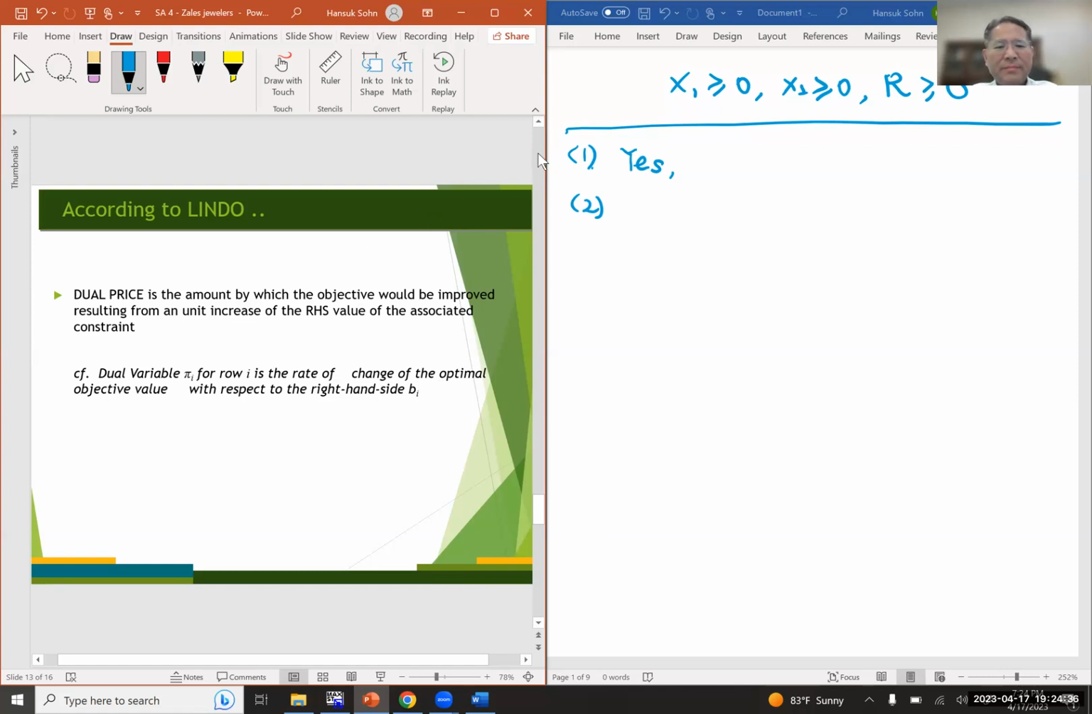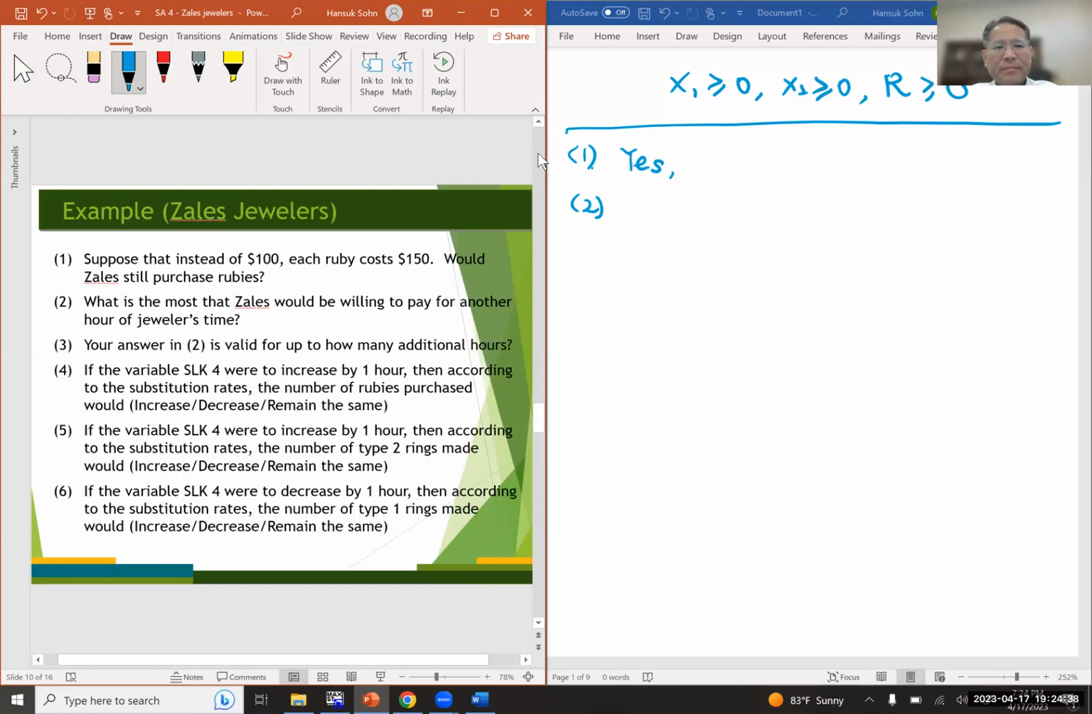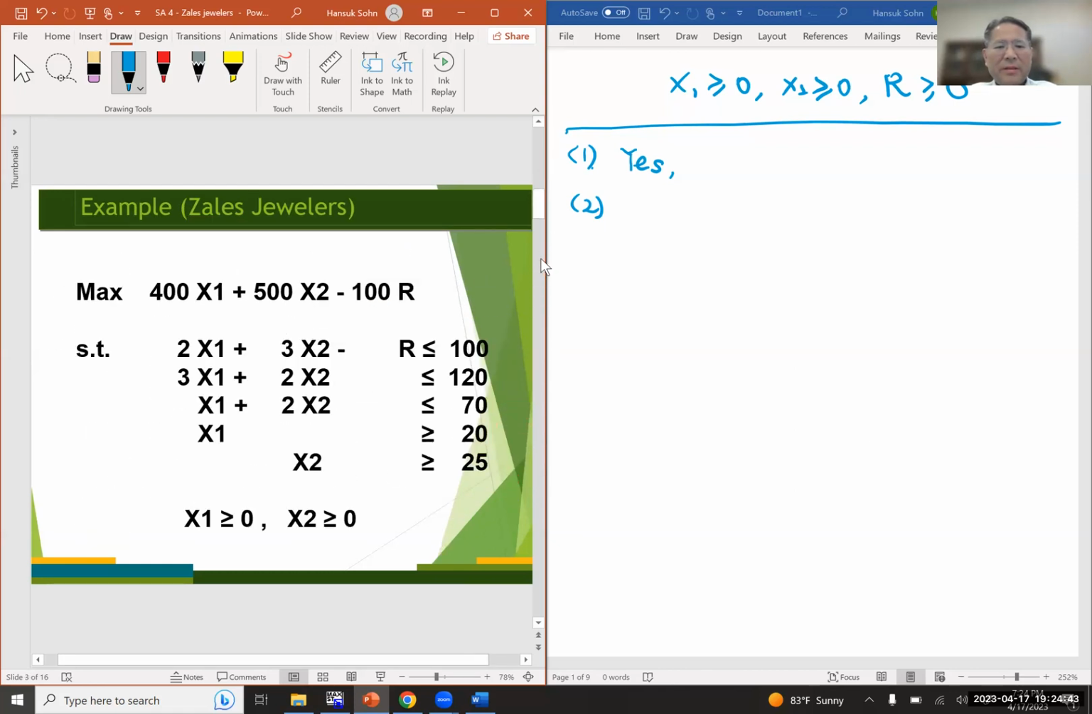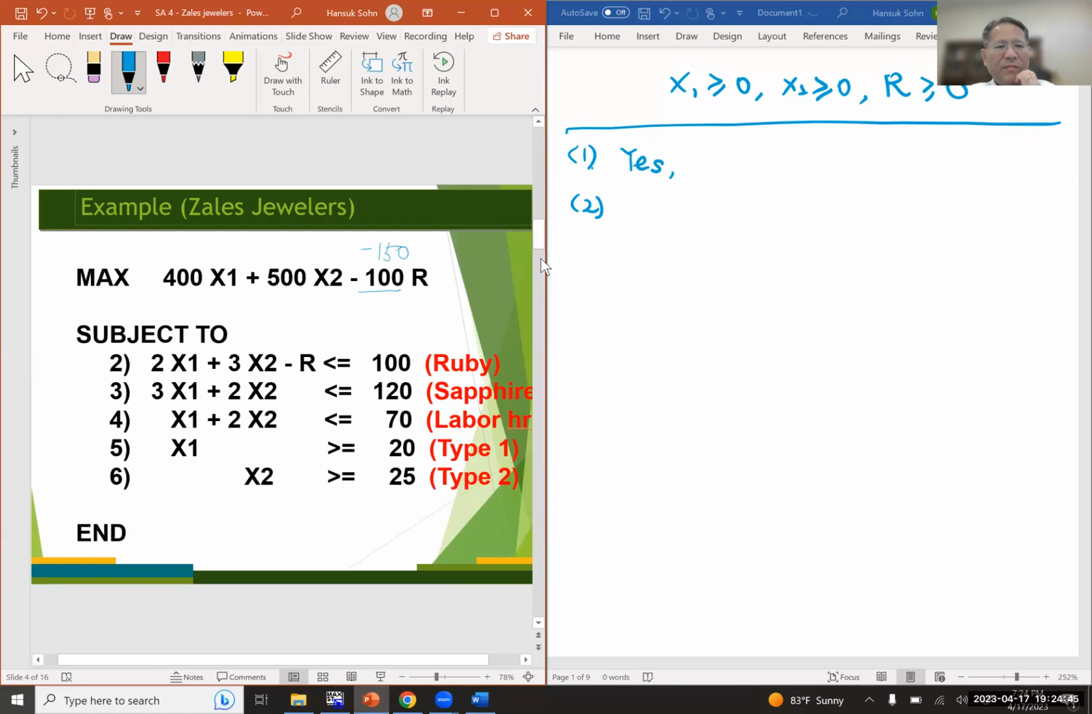So if you look at our formulation, the third constraint here actually appears in the first row in the Lindo or Lingo output, right? This constraint refers to the resource constraint for the labor hour, right?